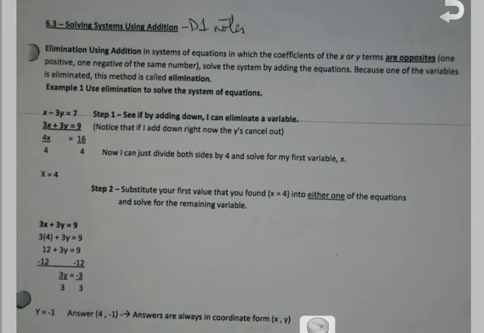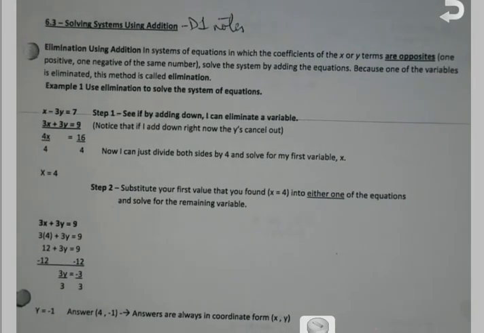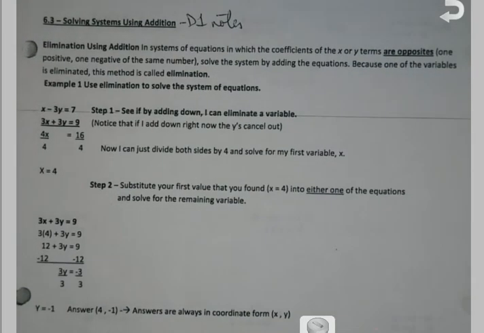What we're going to do here starting today is use elimination using addition. Like I said, we've already done graphing. We've already done substitution, so this is going to get us down the home stretch here.